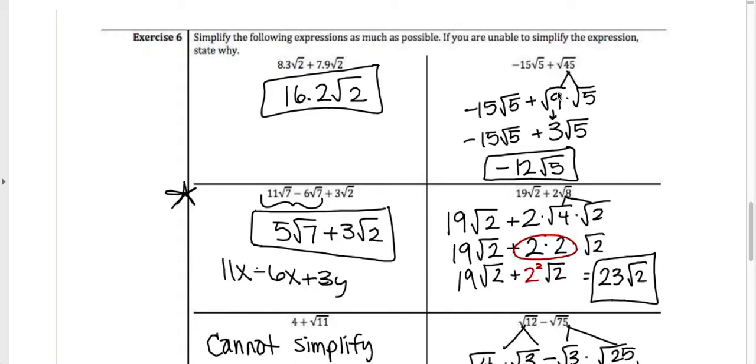So we split it up to be 9 times 5. We can take the root of 9. That gives us 3. The 5 I can't do anything with, so that stays the same. Now we've got them to be the same radical, so if I have negative 15 root 5's, plus 3 root 5's, I've really got negative 12 of them.